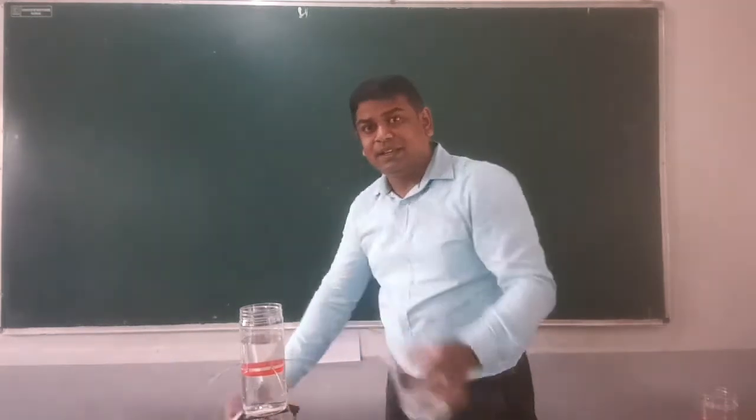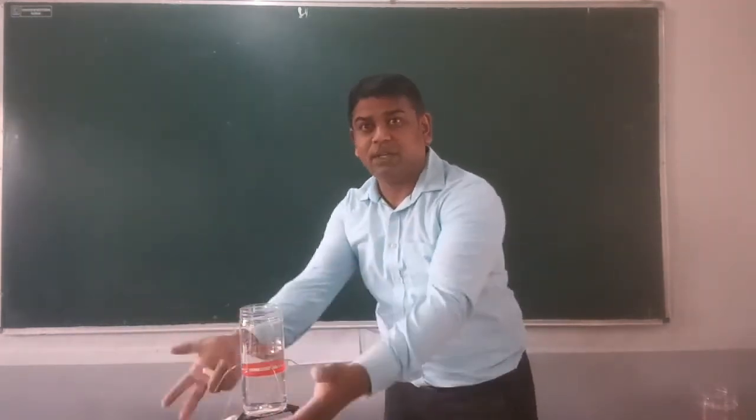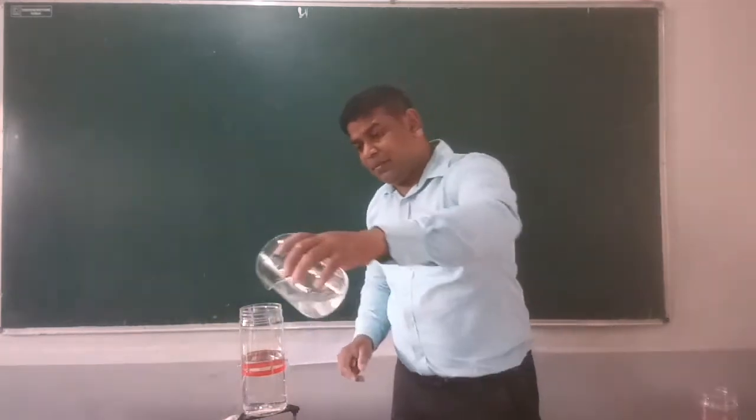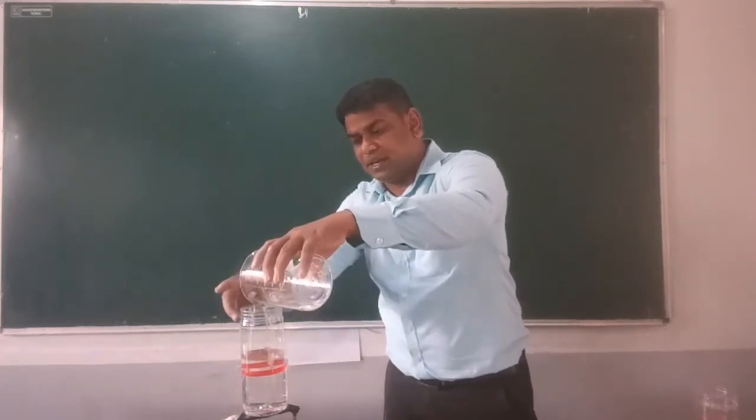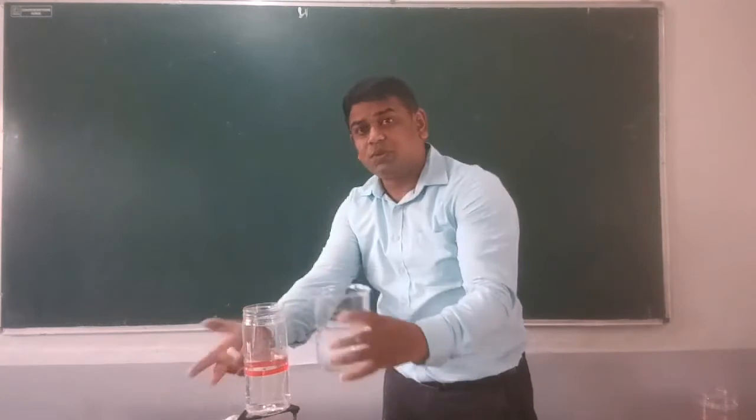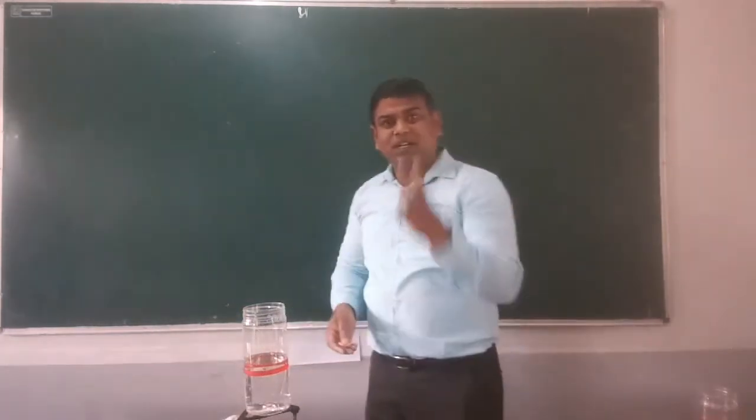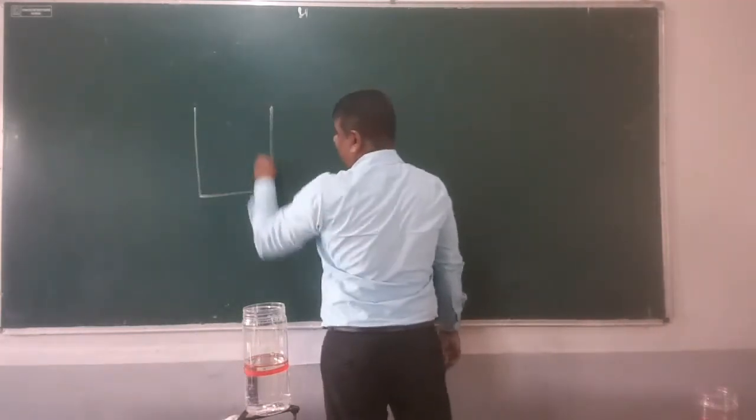You can see water leaving to the same distance here, equal distance. Right? That means the liquid pressure at the same level is the same. If you see this one, it's shooting out to an equal distance. That is experiment number 2. Here, this is the explanation.